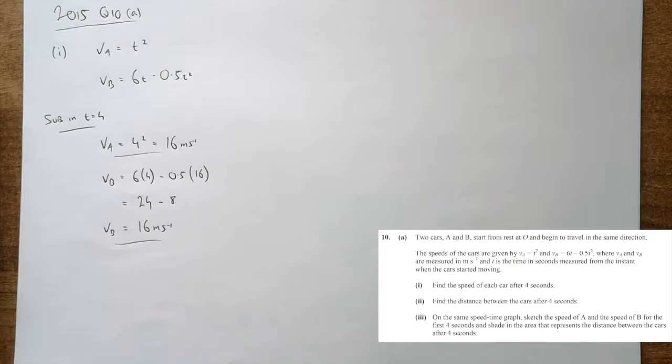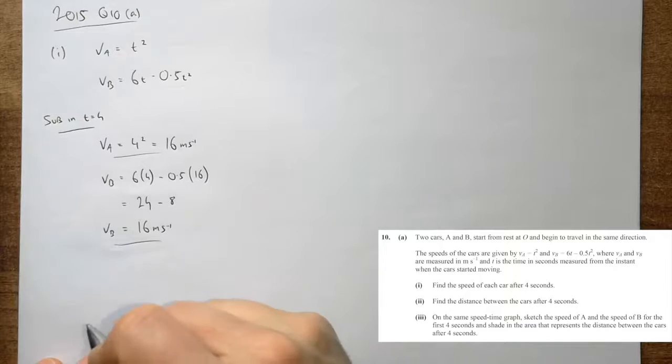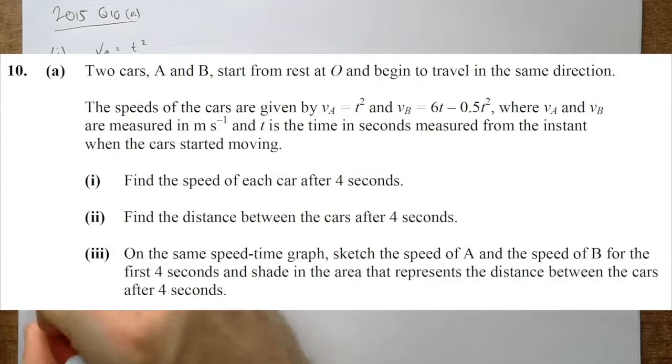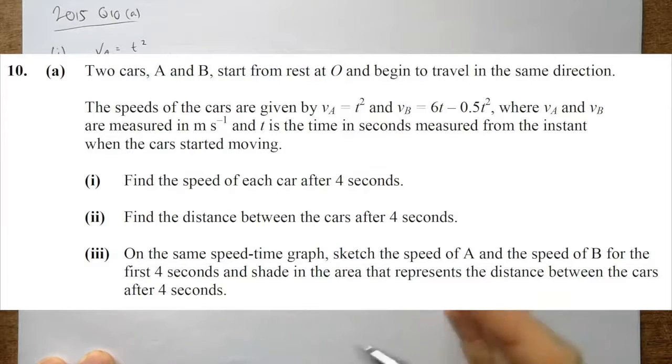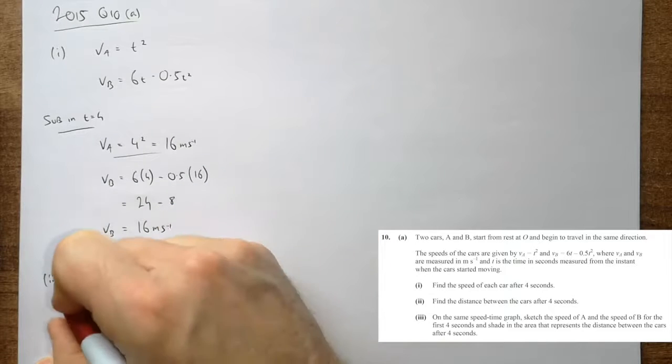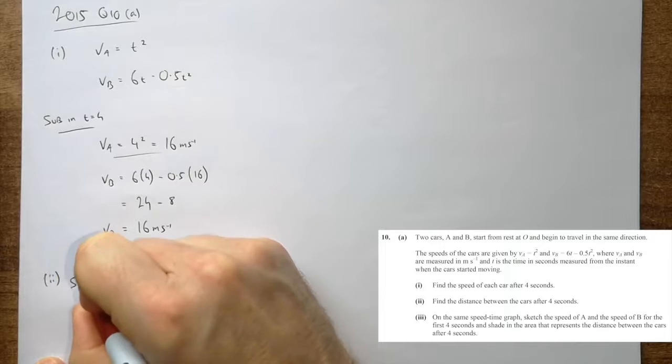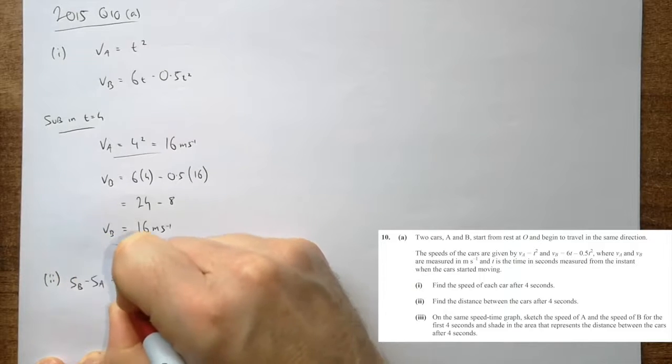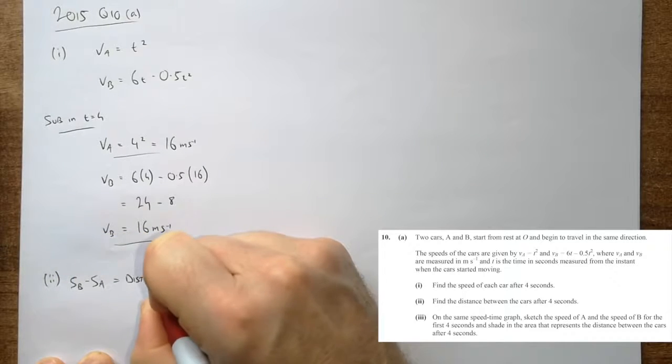Now, what you'll probably begin to guess is they probably traveled different distances because they got to that speed in different ways. Okay, and now of course we're finding the distance. So for part two, now be careful here, we're looking for the distance between the cars, all right? Now you can have a bit of a guess in this one. It actually doesn't really matter if we're wrong. Let's just say SB minus SA, okay? That's the distance between them.